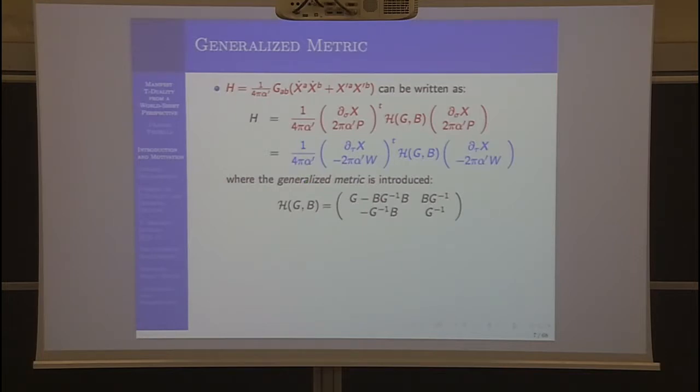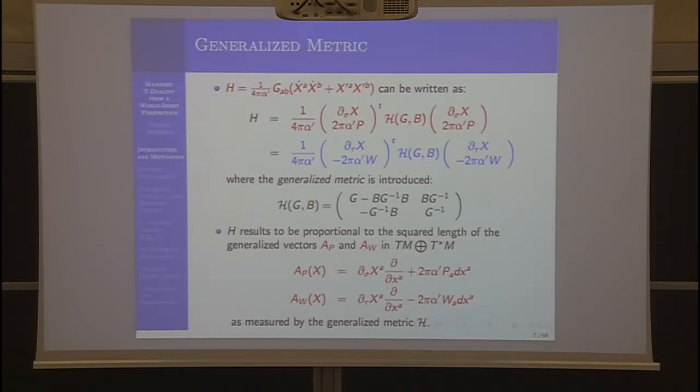So already at this level, we can find the definition of the generalized metric, which we will see is a structure that will appear all the time we consider explicitly the T-duality at the level of the Lagrangian. It's an important ingredient in double field theory, for example. And so we can see that even at this level, the Hamiltonian density can be written in terms of the generalized metric. So H results to be proportional to the square length of these two generalized vectors, A_P and A_W, defined in this way. These are the components of these objects. And so we can think of H as being proportional to the square length of the generalized vectors defined in this way, as measured by the generalized metric H.